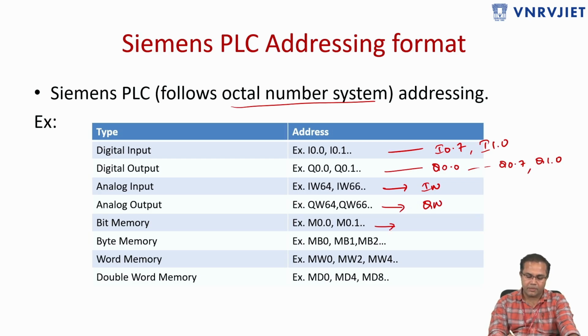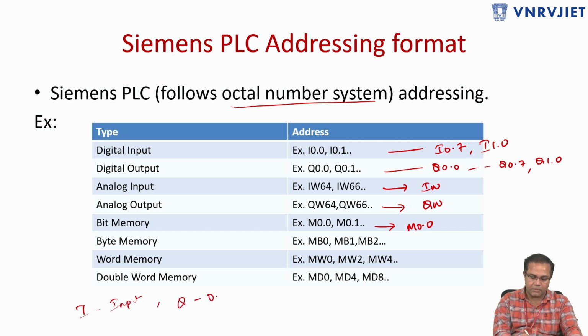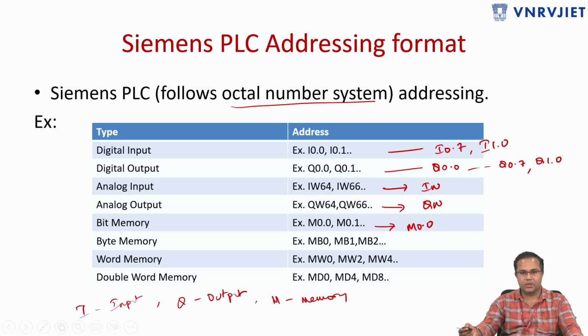Then we have the memories. For bit addressing, we can use M 0.0. One thing is very clear: I represents input, Q represents output, and M represents memory. The first two represent the physical address, and M represents the memory address. So M 0.0, M 0.1, and so on up to M 0.7, followed by M 1.0, and so on. Like that the memory bits will go on.